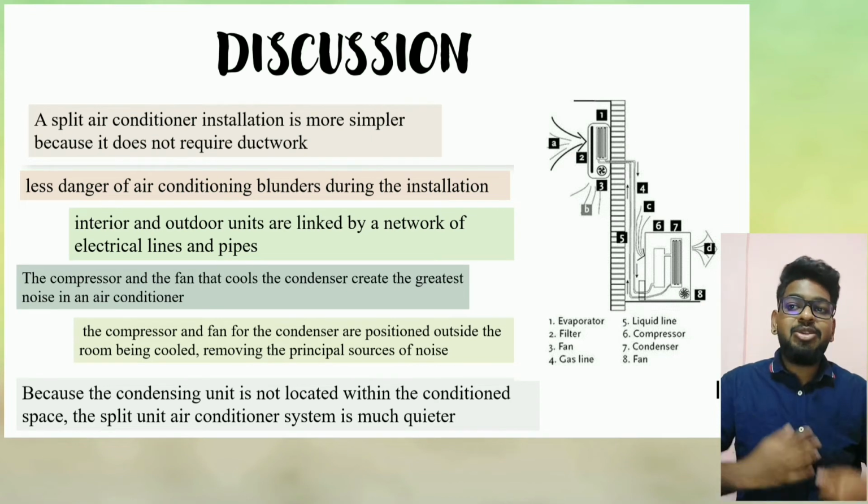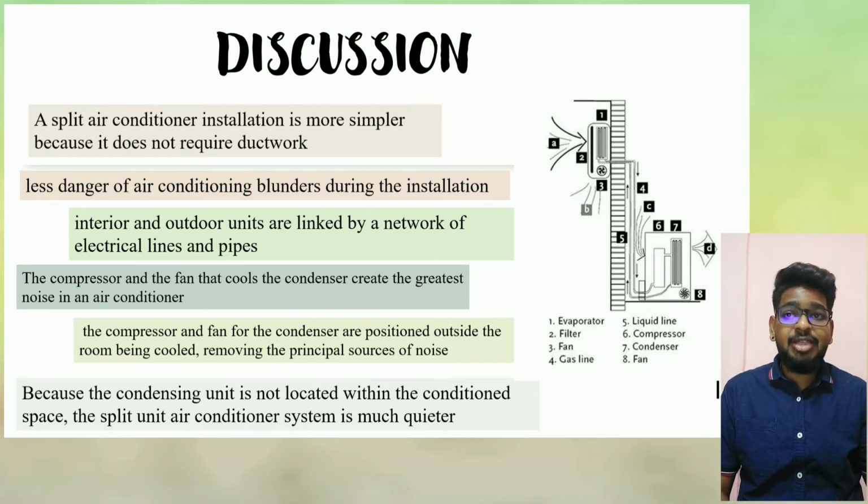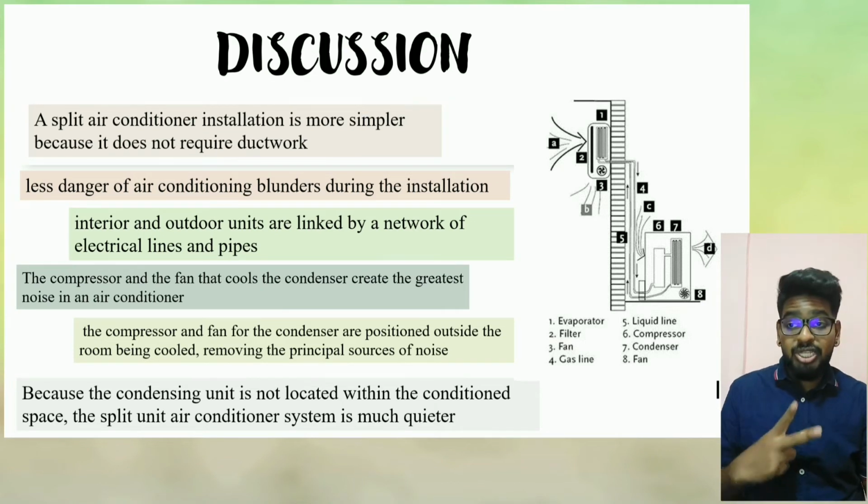Okay, a split unit air conditioner is a type of air conditioning system that consists of two independent units: the condensing unit, which can be water or air cooled, and the air handling unit. The air handling unit is located in the air conditioning room, whereas the condensing unit is located in the engine room or another mechanical area. The condensing unit can also be installed outside. Insulated refrigerant lines link the two units.